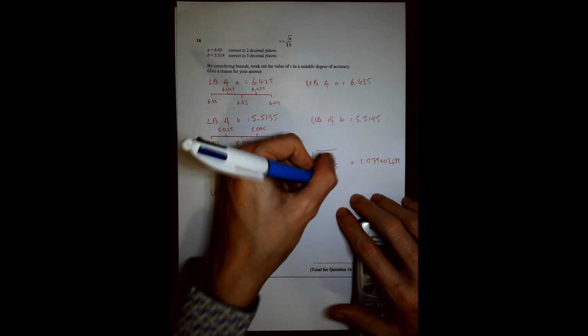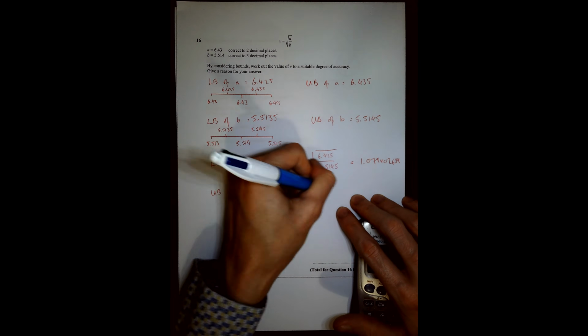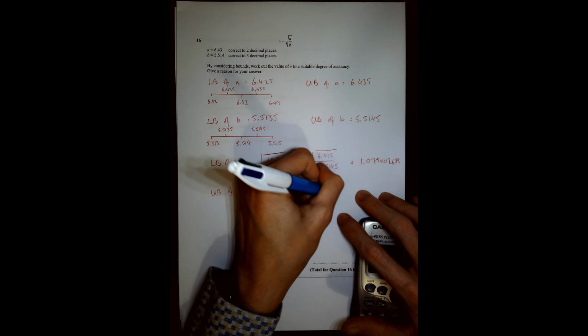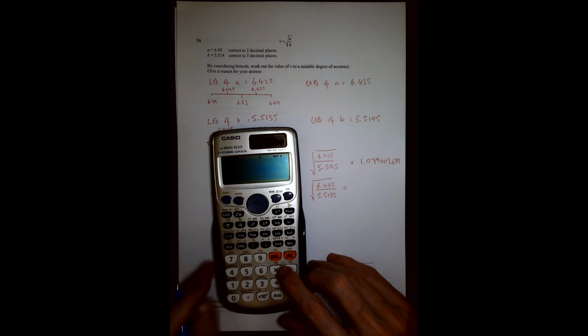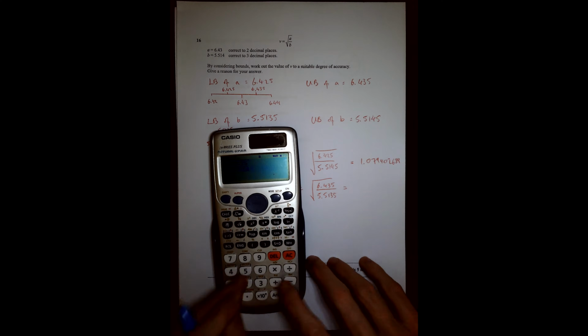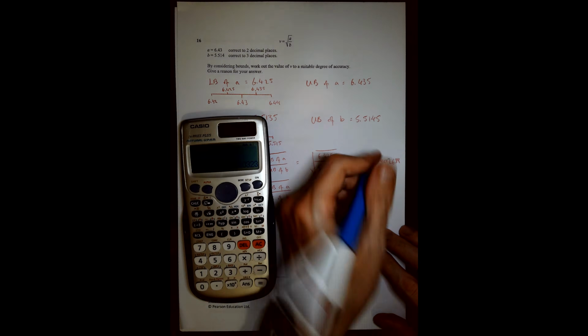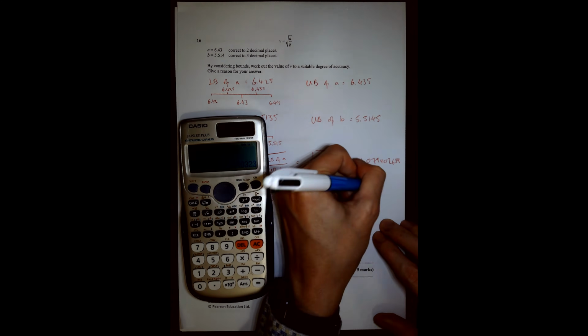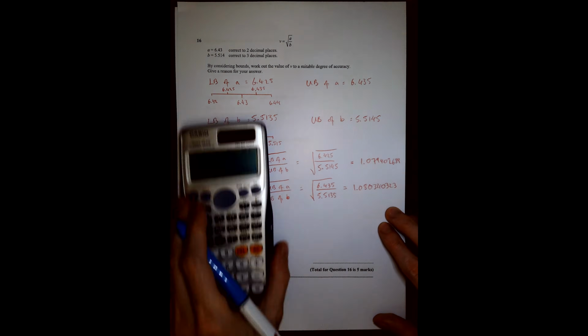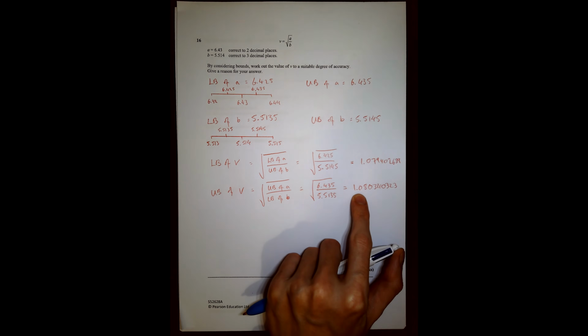Upper bound of A is 6.435 divided by the lower bound of B, 5.5135. That's going to give us the square root of the fraction 6.435 divided by 5.5135, which is 1.080340323.